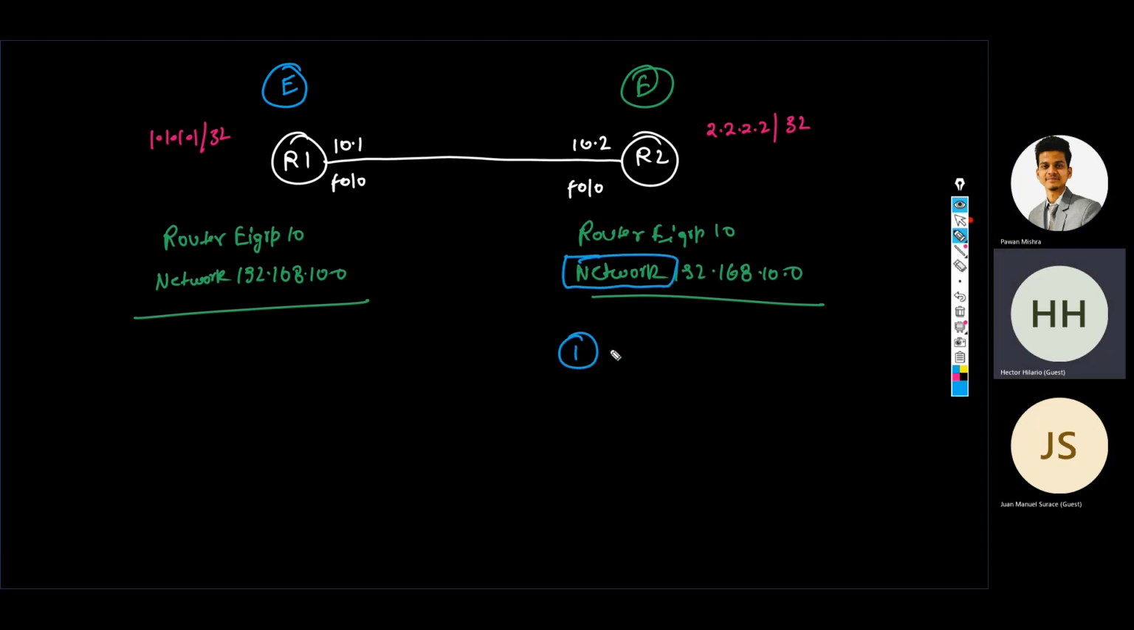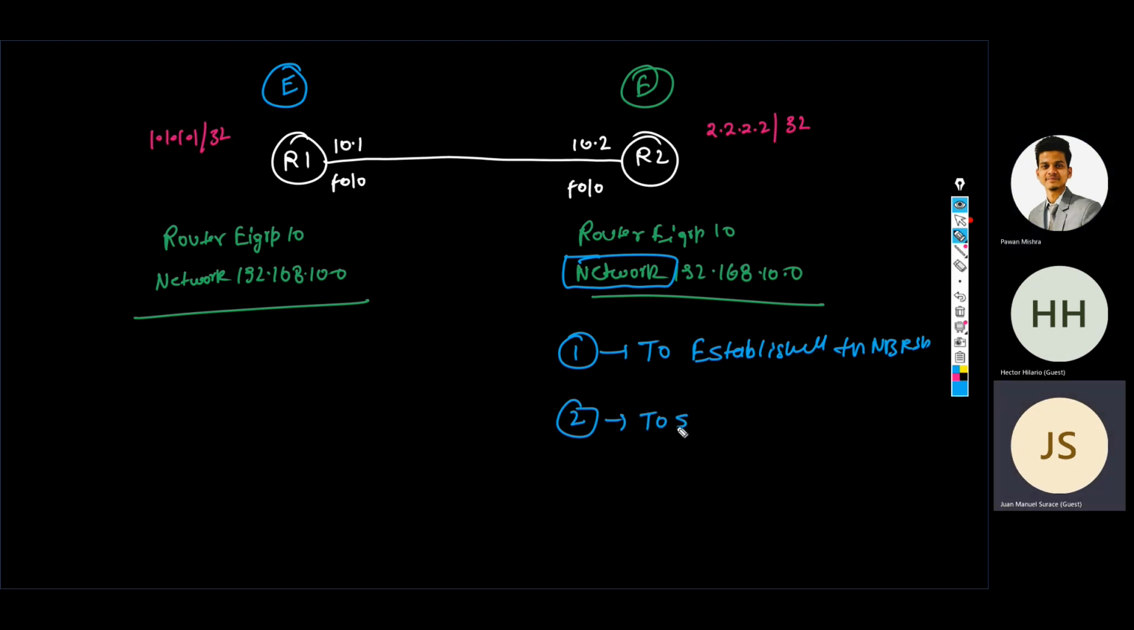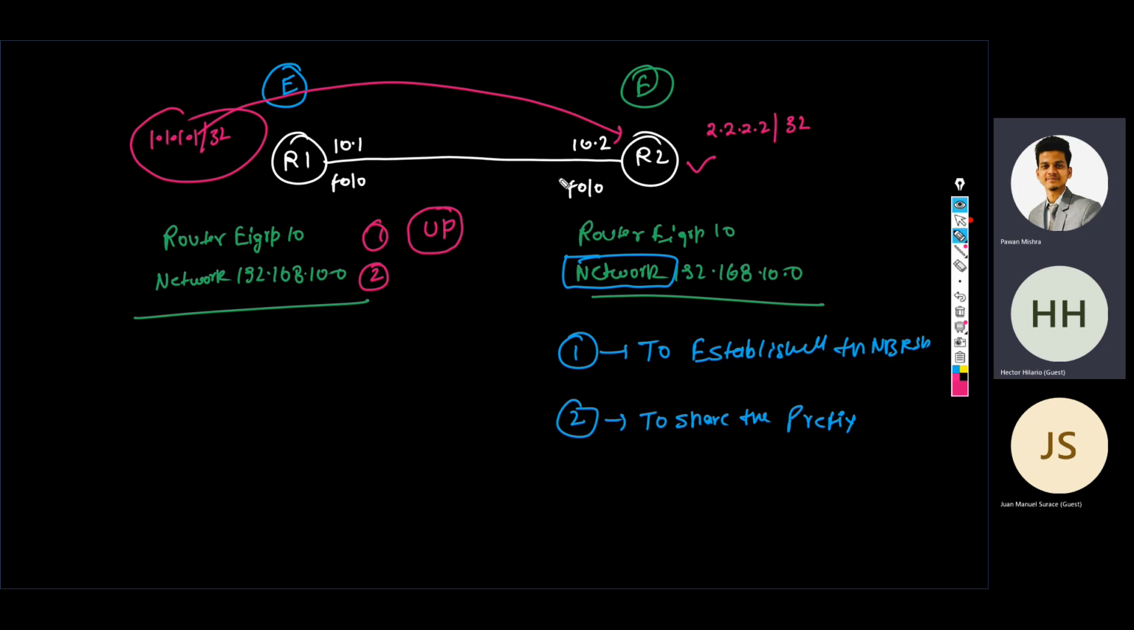First, to establish the neighborship. Second, to share the prefix. We are using this command first to establish the neighborship, and second to share the prefix. It means after using this command, the neighborship will be up. This is the first work. And the second is that the R1 router will share this prefix to R2. Clear?